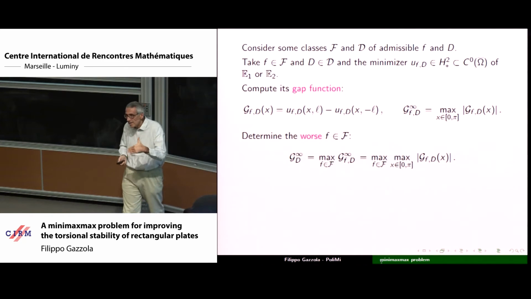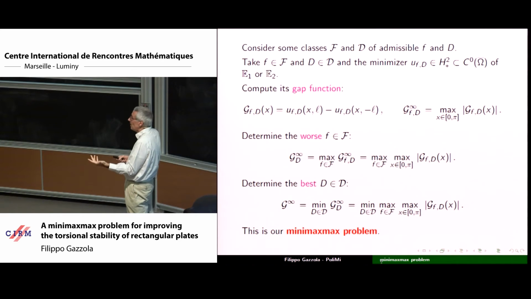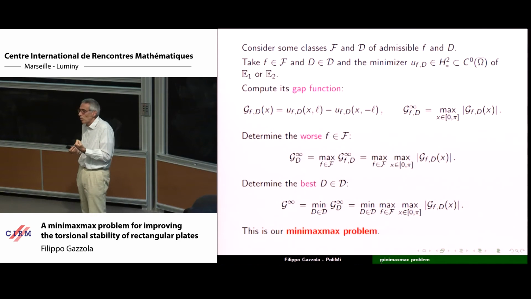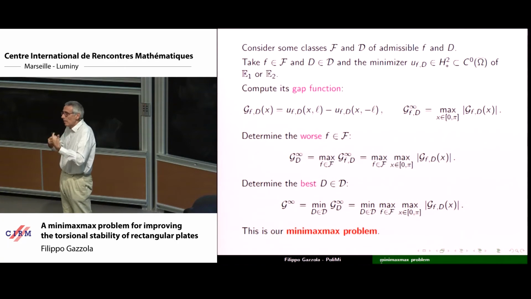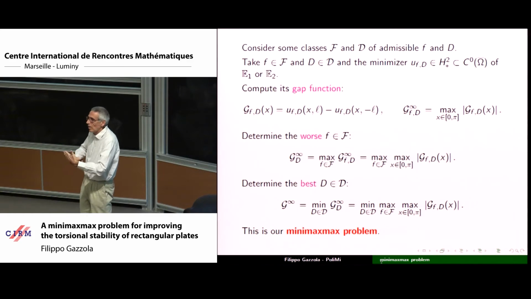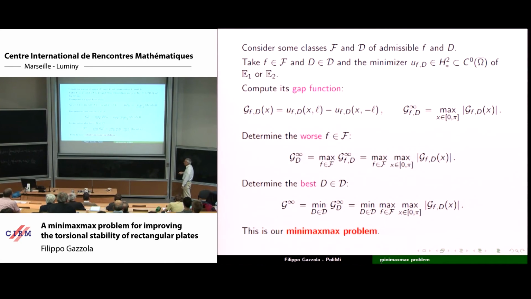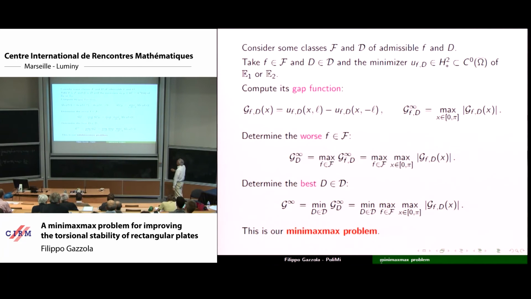And once you found the worst f, then you let d vary, and d should vary among possible shapes. But then you're interested in minimizing this, because this is what you want to have, the minimal possible gap function, so you have the minimal torsion. So this is our minimax-max problem. And in fact, I forgot one minimum, because GFD comes out from a minimizer, so there should be a mini-max-max-min problem, but it would be too bad.